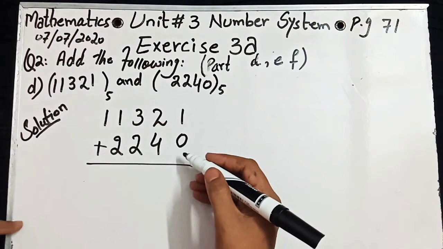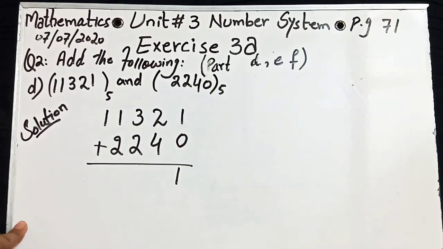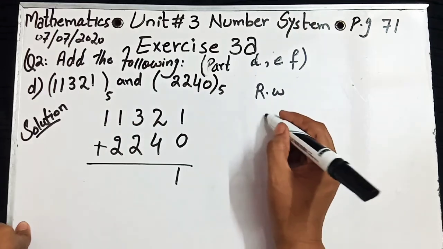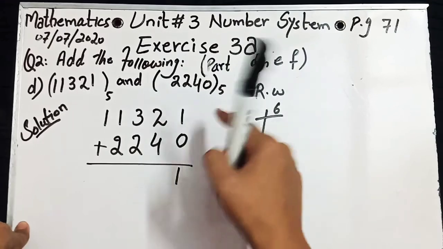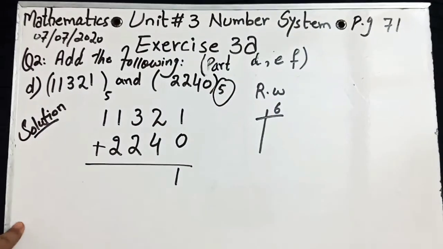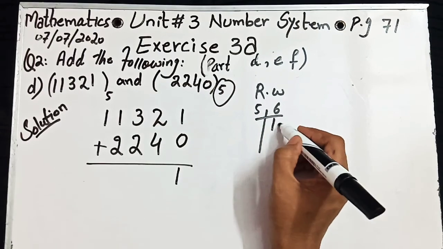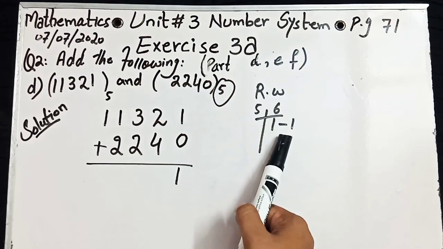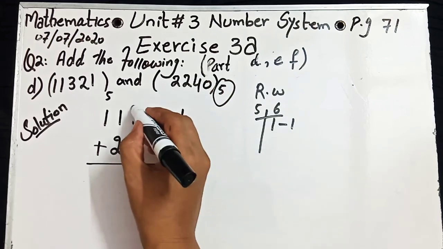So 1 plus 0 is equal to 1. 2 plus 4, simple addition, 6. Clear? In simple addition, 4 plus 2 is equal to 6. Now 6 converts into the base 5 system. Base 5 is given, so we convert into base 5. 5 ones are 5, 1 is left. It means in the base 5 system 6 is equal to 11. 1 carry.